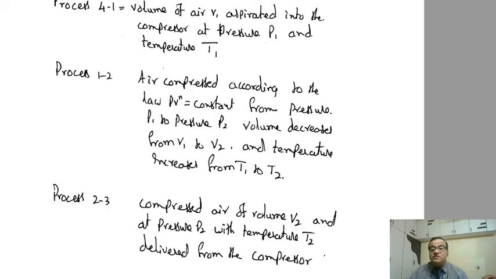Now what is process 4-1? 4-1 is basically volume of air V1 aspirated into the compressor at pressure P1 and temperature T1. Process 1-2 is air compressed according to the law PV to the power of n is equal to constant, which is a polytropic process from pressure P1 to P2. Volume decreases from V1 to V2 and temperature increases from T1 to T2. Process 2-3 is compressed air of volume V2 and pressure P2 with temperature T2 delivered from the compressor.